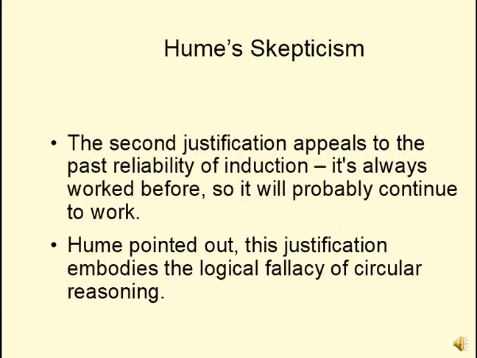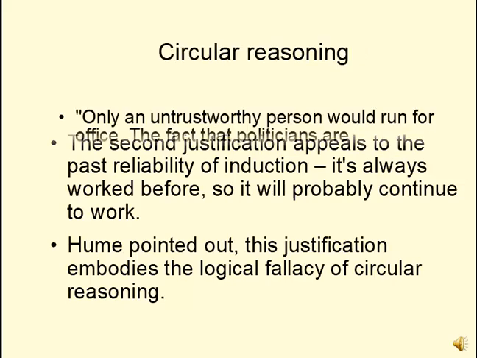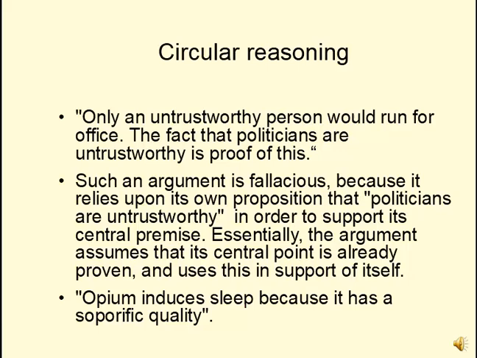The second justification that Hume examined is the appeal to past reliability. That's basically saying because it's always worked before, it will probably continue to work. Hume says basically this is just a fallacy of circular reasoning. Circular reasoning is a common fallacy that people make.